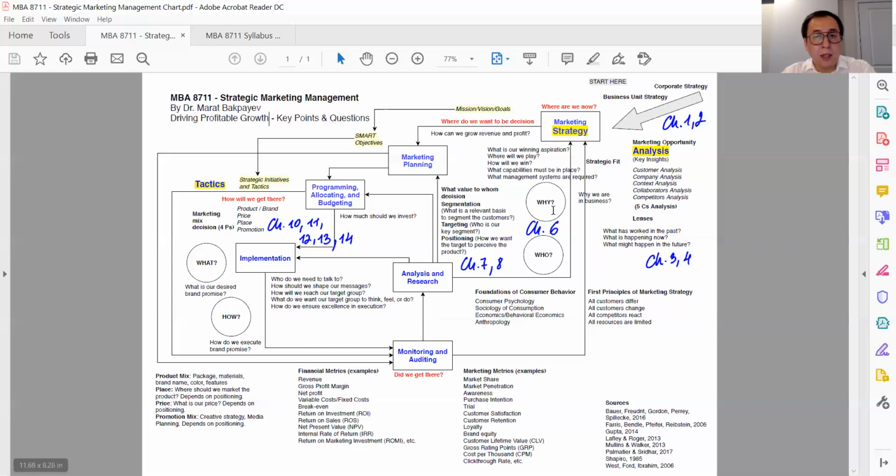As you can see, a lot of that is coming down to strategic decisions that you make earlier on in the process. And as we go on, analysis and research is a key aspect, we're always monitoring and checking what is happening. And we touched on the foundations of consumer behavior, looking into consumer psychology, sociology of consumption, economics, behavioral economics, and anthropology. And as we go on, we track things from the monitoring and auditing perspective. And then it kind of loops back into the same process. And if you want to look into the sources, I also listed some of the sources of the materials that I'm using in this specific chart.